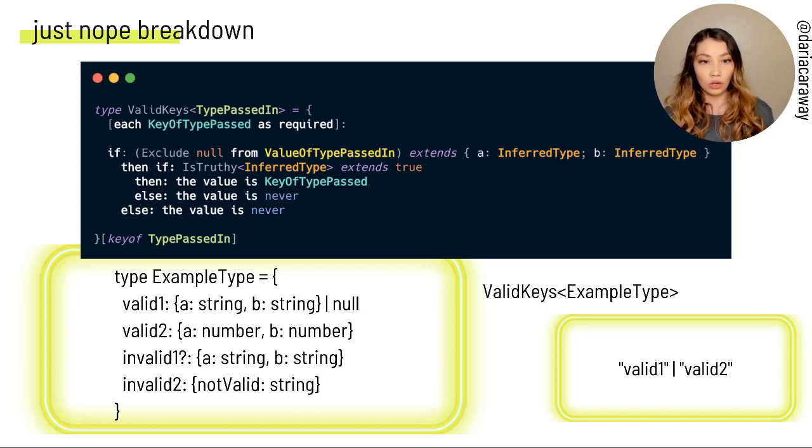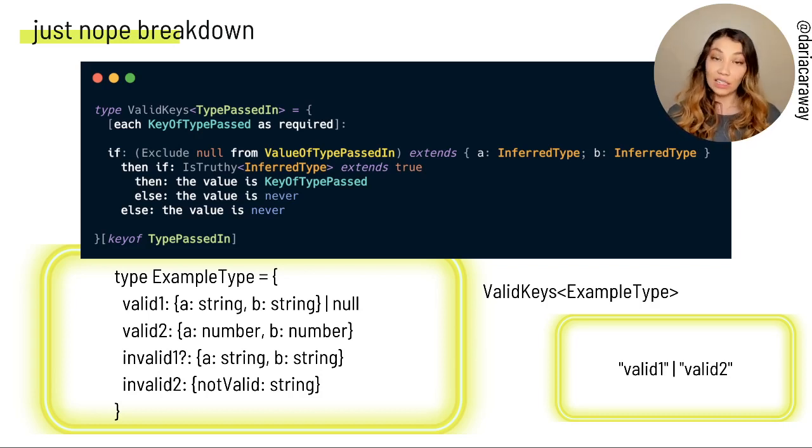Then we have valid2, which is also valid because A number, B number does correctly extend our object matcher. TypeScript infers the inferred type to be number, which is truthy. So valid2 is a valid key. Then we have invalid1. Invalid1 is invalid because it is optional, which means that in this case, it can be A string, B string, or undefined. Undefined doesn't make it through all of our validation logic, and because we're stripping off optionals in our modifier, invalid1 becomes never because it is invalid, so it does not make it onto our valid keys.